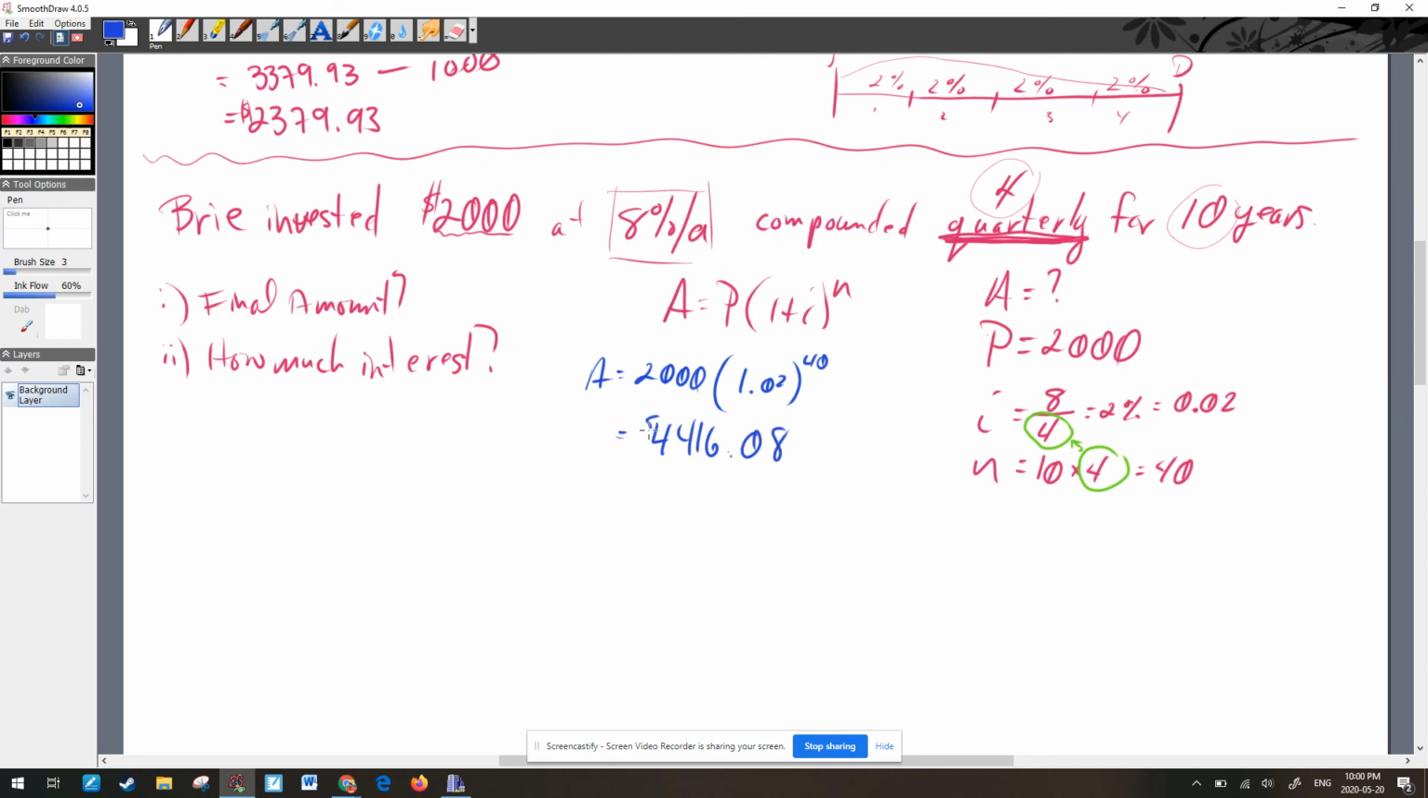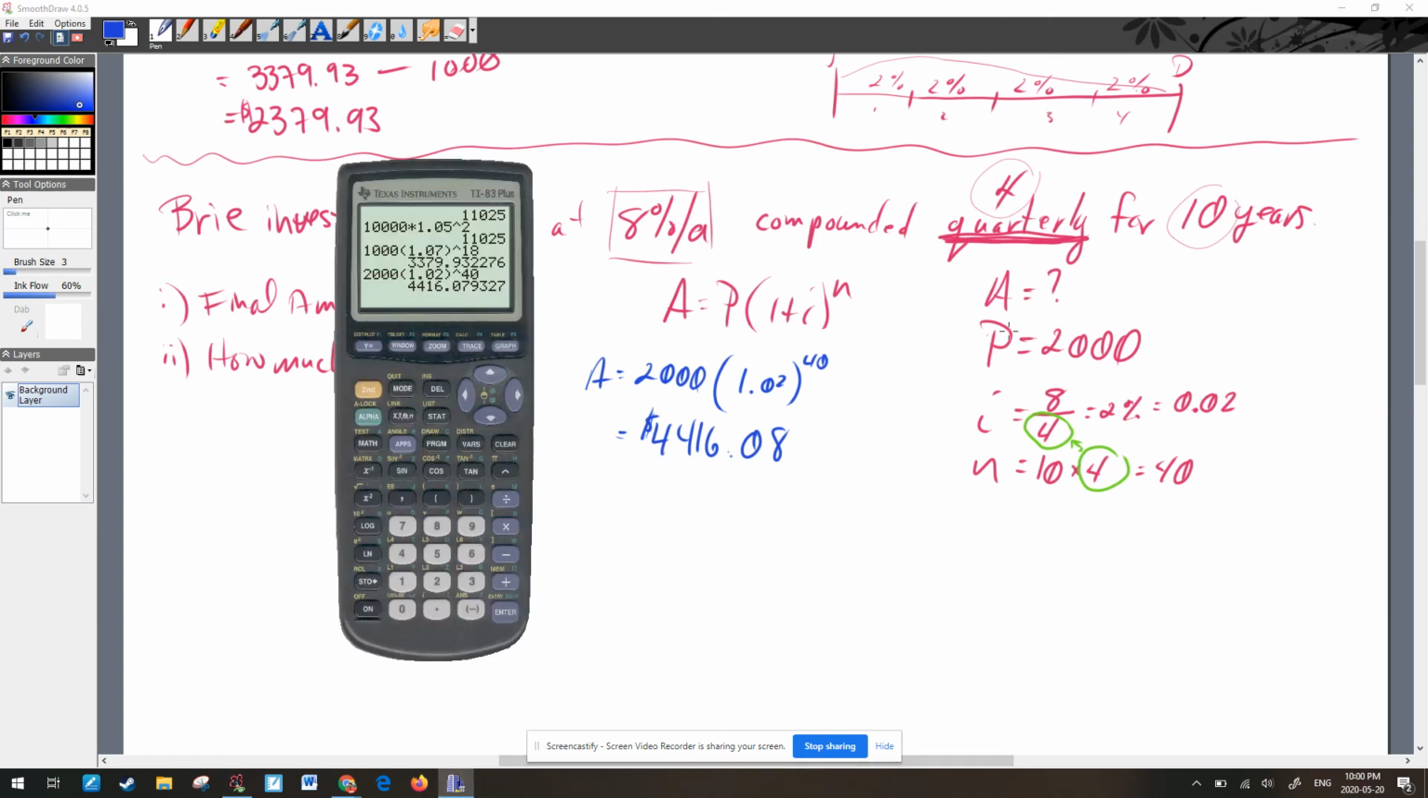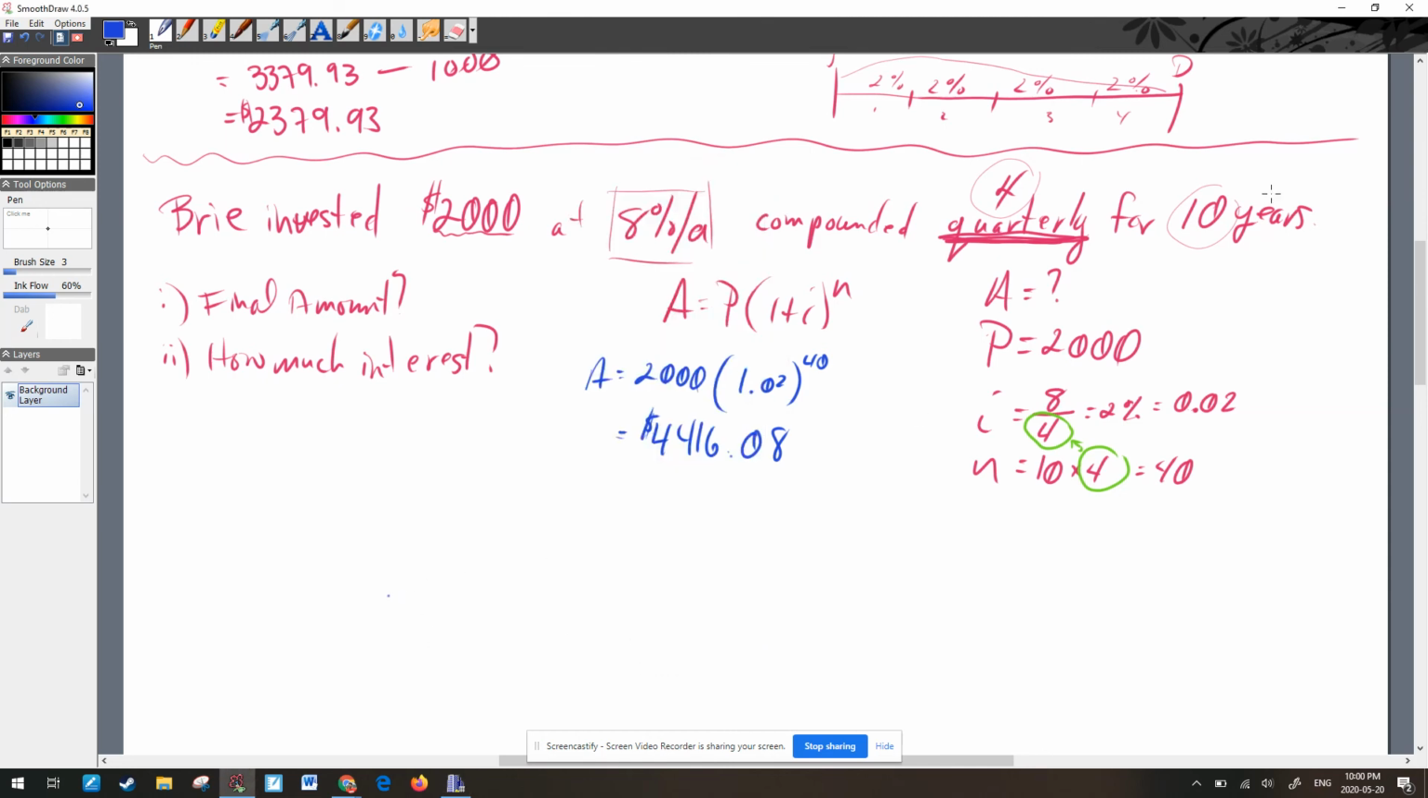$4,416.08. Now I want to show, I know there are some of you that have like an older one-line calculator. The way you would type this in with a one-line calculator is we could just type it in as 2,000 times 1.02, and then you'd use your exponent button, probably y to the x or x to the y of 40. Don't need to do with the brackets like I was doing, but there it is, same answer. Okay, so that means at the end of the 10-year period, her $2,000 investment is now worth $4,416.08. Right? That's what the final investment is worth.